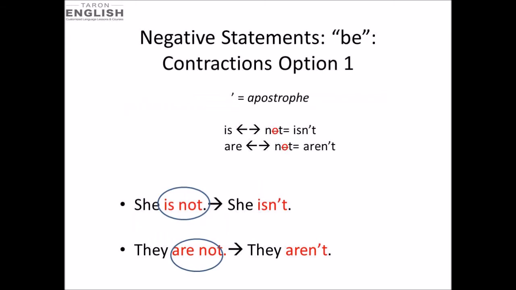Most native speakers will use some form of a contraction. The first option is with the word not. So this grammatical mark is called an apostrophe. And here it is used to replace the letter O in not. So is not combines and then creates isn't. Are, aren't. She isn't. They aren't.